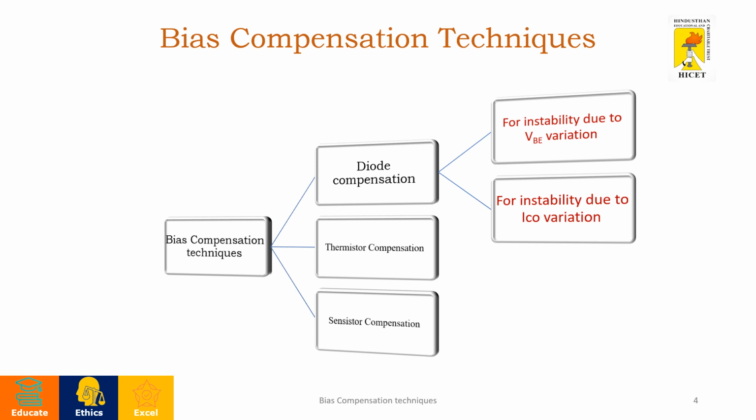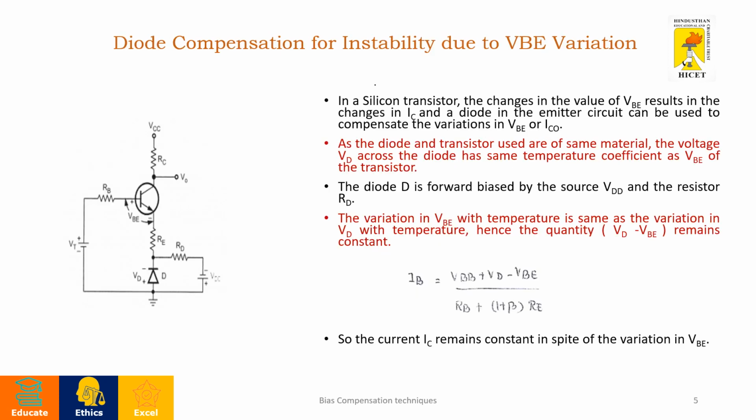Diode compensation is preferably used to compensate the instability due to base emitter voltage variation and the instability due to reverse saturation current variation. So now we are going to discuss diode compensation for instability due to base emitter voltage variation. This is the circuit. The base emitter voltage varies at 2.5 millivolt per degree centigrade. So, when temperature varies, base emitter voltage varies, which results in the collector current variation also. Due to that, there will be instability in operating point.